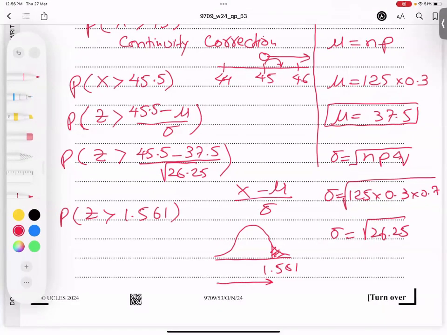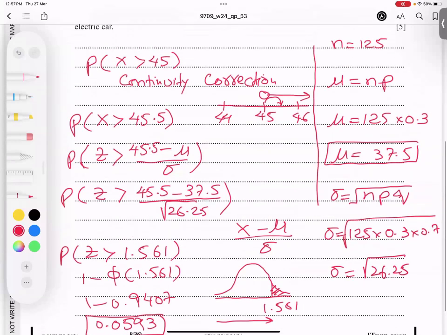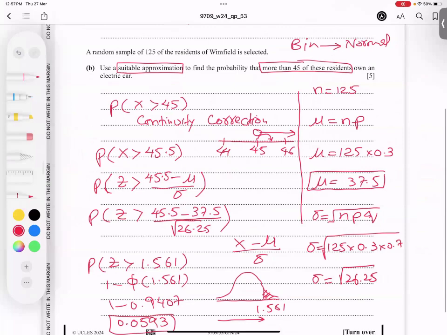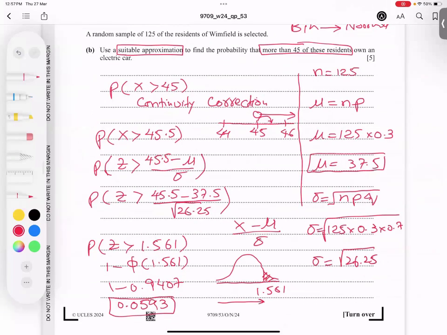This represents the white area, but I'm looking for the reddish area. So 1 minus phi of 1.561, which is 1 minus 0.9407, and after that 0.0593 is our final answer. I believe you got the point, very clear. Now we can go for the next question.